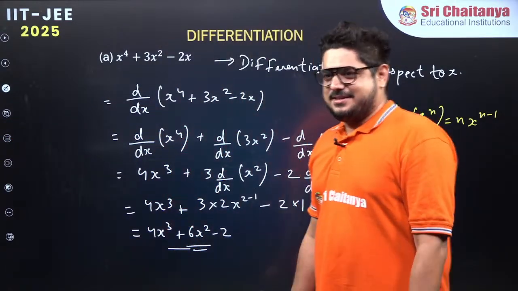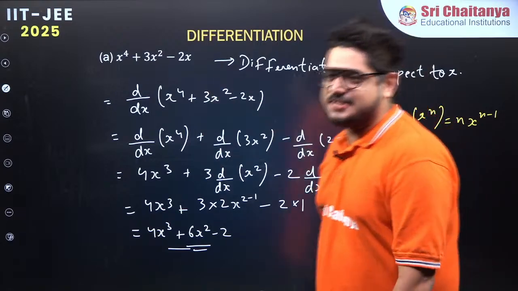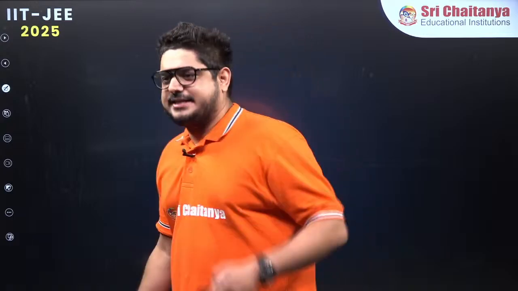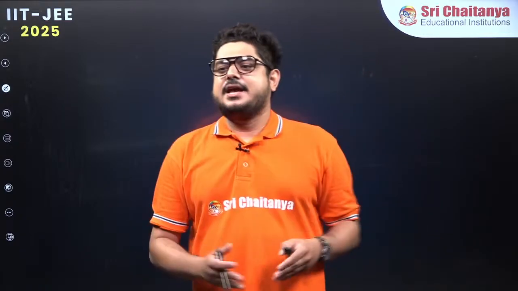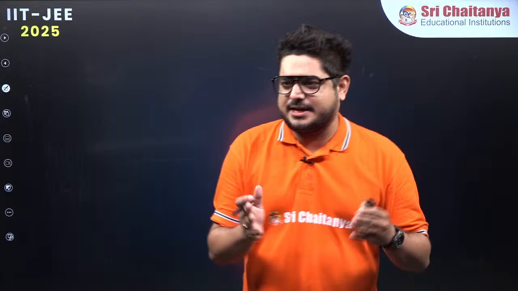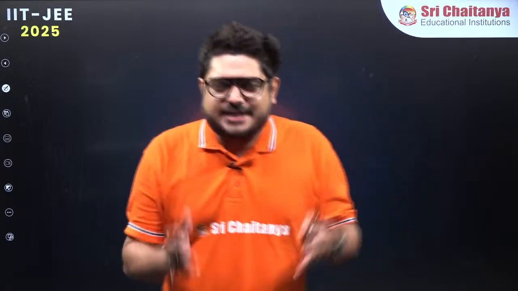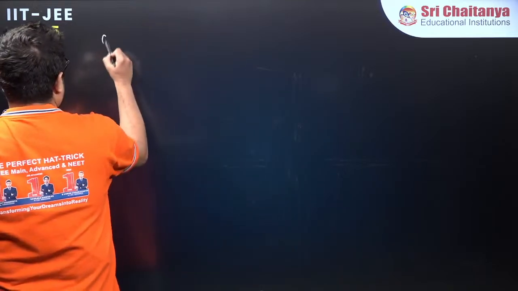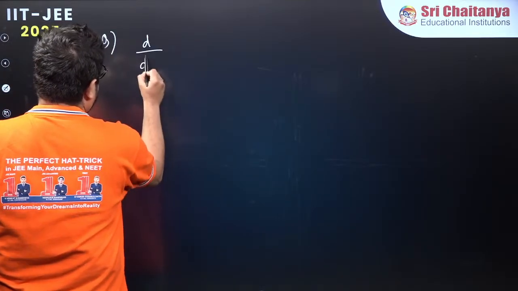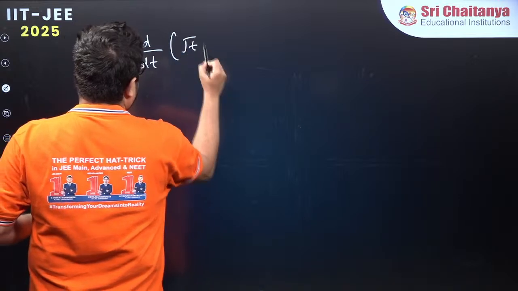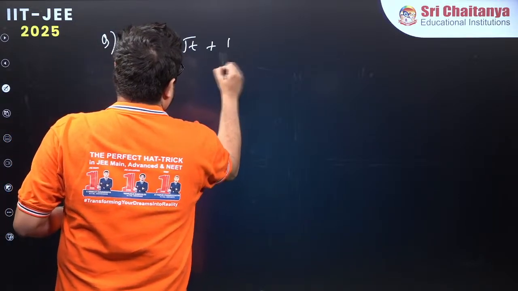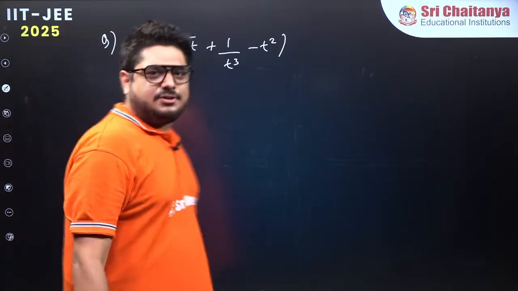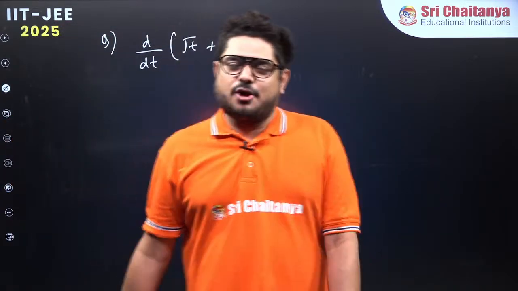Yes, correct. So I hope it's clear. This is very easy, isn't it? So now, what if I ask you another question that I'm going to give you over here. Let's see how many of you will be able to solve this question. Till now, we have solved most of the questions with respect to x, but what if I change the variable? So the question this time is d by dt of root t plus 1 by t cube minus t square. We need to find d by dt. Can you people solve this?